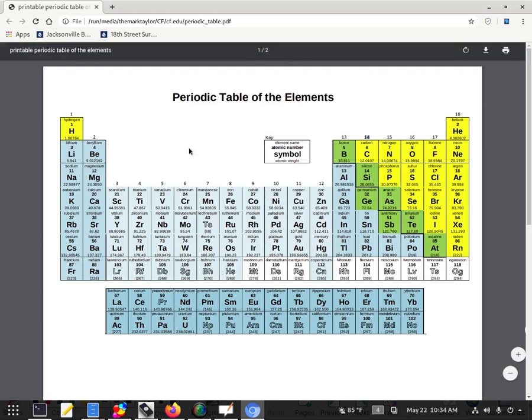So we do find that everything here in group 1 and everything in group 2 gives up 1 or 2 electrons. Sodium will always turn into a positive 1 ion. Calcium will always turn into a positive 2 ion.